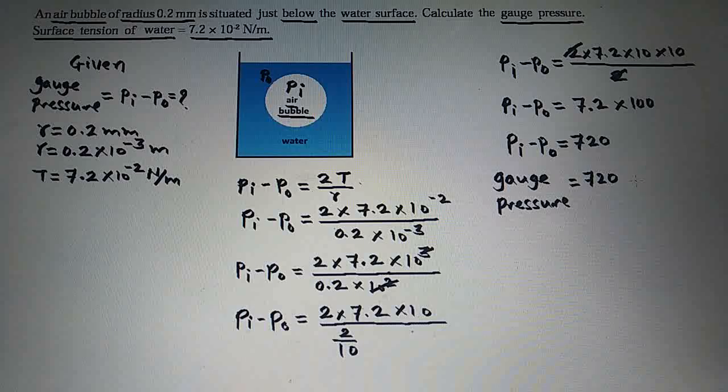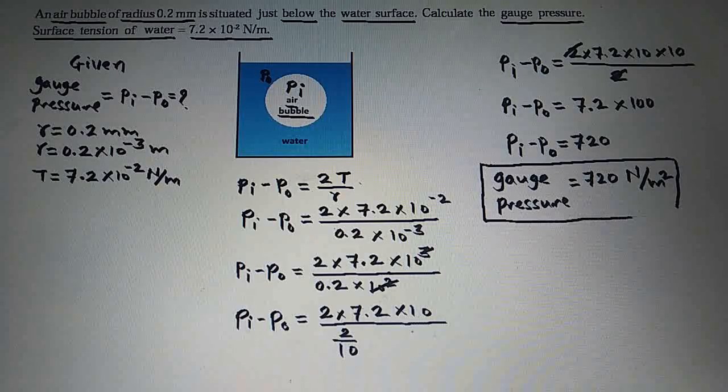The gauge pressure is 720, and for the unit, the unit of surface tension is Newton per meter and the unit of radius is meter. Since this is pressure, we can write the unit of gauge pressure as Newton per meter square. This is the final answer of this numerical: the gauge pressure is equal to 720 Newton per meter square, and this is the solution of this numerical.